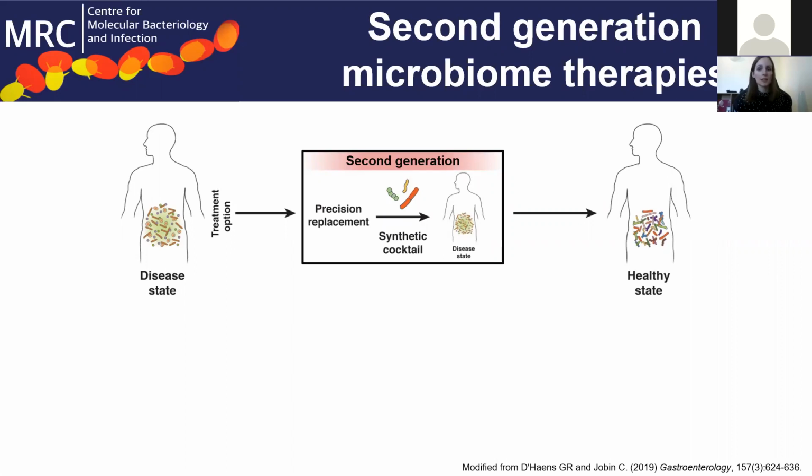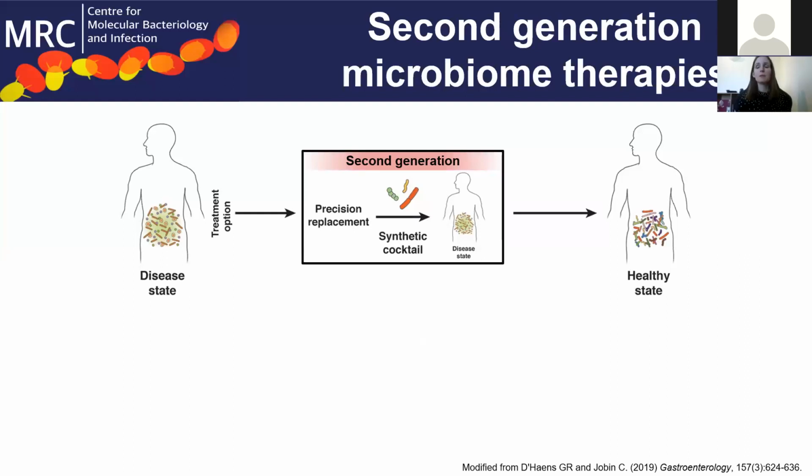Because of these challenges, we've developed the idea of second generation microbiome therapies. So the idea here is that instead of giving the entire FMT or the entire stool donation from a healthy patient into a diseased patient, what we do now is to design what's called a synthetic cocktail of bacteria. So this is where we culture bacteria from the stool sample, and we mix them together in a defined mixture, so we know what we're giving them, and we then administer that to the patient. So it's a more controlled way, or a more clean FMT.